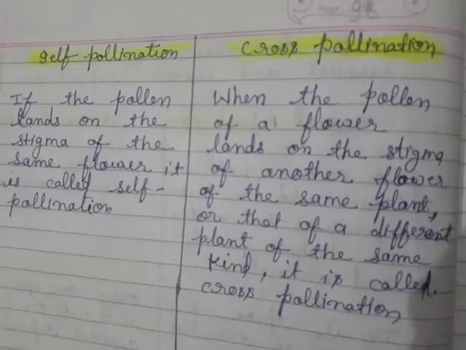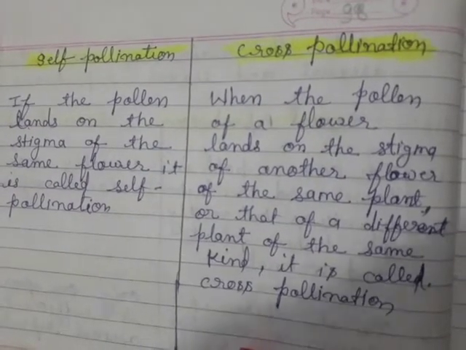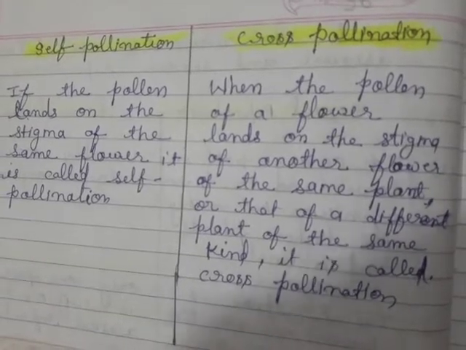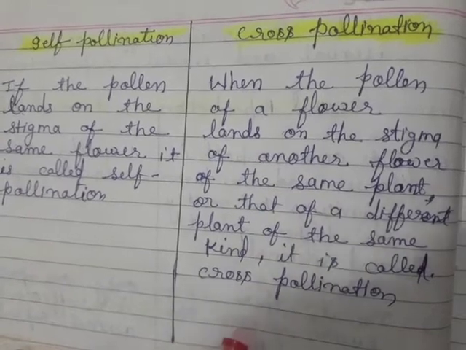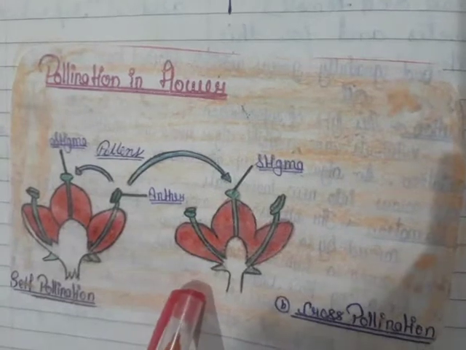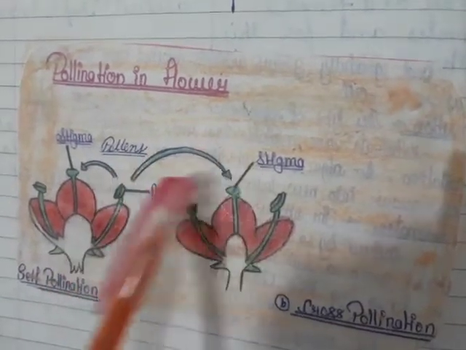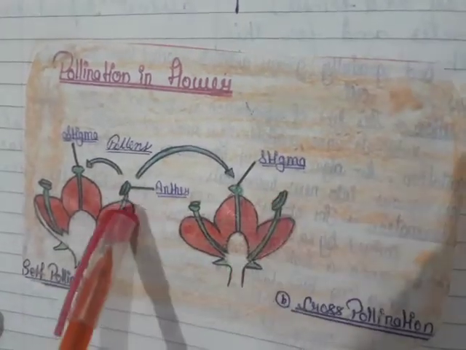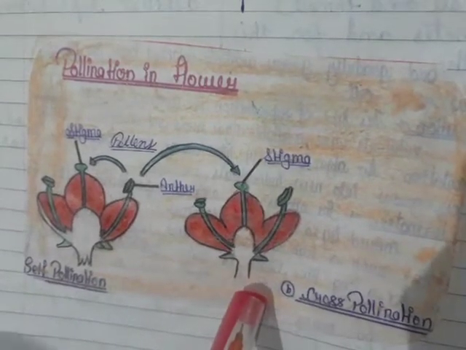Cross-pollination. When the pollen of a flower lands on the stigma of another flower of the same plant, or that of a different plant of the same kind, it is called cross-pollination. This diagram shows cross-pollination. Transfer of pollen grains from the anther to the stigma of the other flower. So it is called cross-pollination.